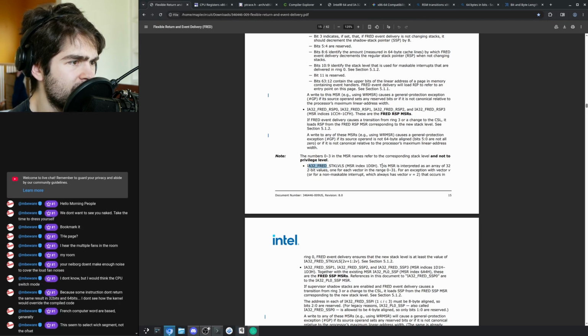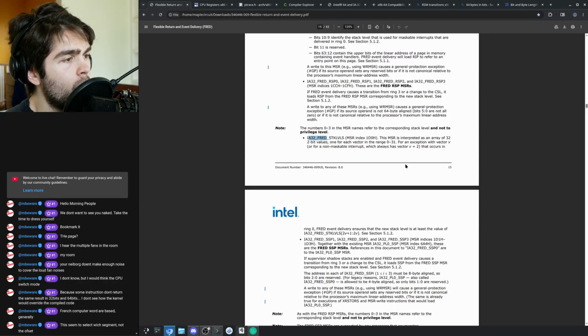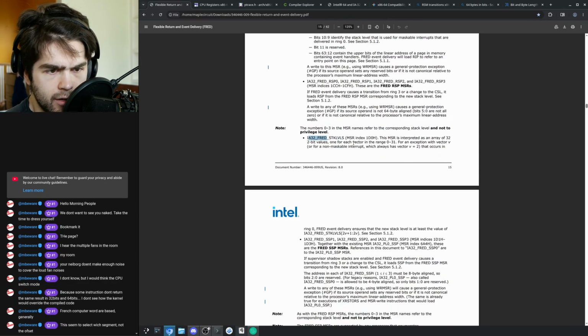This MSR is interpreted as an array of 32 2-bit values, one for each vector in the range 0 to 31. For an exception with vector v, or for a non-maskable interrupt, which always has a vector of v equals 2, that occurs in ring 0, the FRED event delivery ensures that a new stack level is at least the value of... Oh, okay, I think I get it. So this seems to be which segment, not the offset?